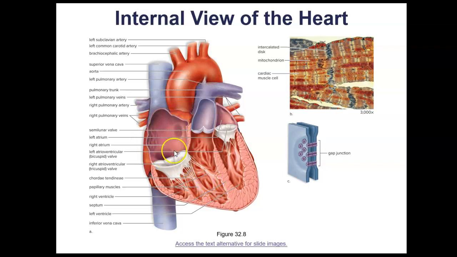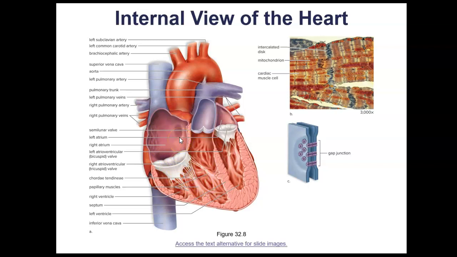We have blood entering the right atrium from the systemic circuit. This blood is oxygen poor blood. It is going to flow through the tricuspid valve into the right ventricle. And then there are these structures. You may have heard of heartstrings. Well, they're actually called chordae tendineae, and they connect the AV valves to muscles called papillary muscles and keep those valves closed.